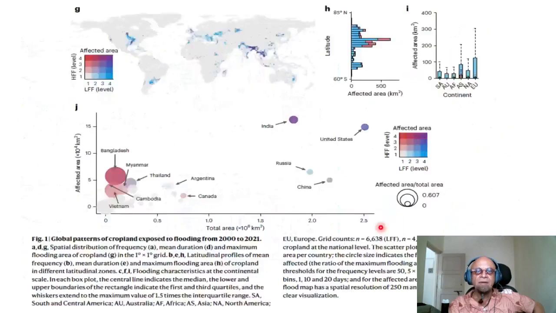Okay. Here is a map of patterns of cropland exposed to flooding from 2000 to 2021. This is for HFF, again HFF going up this way, LFF going up this way, affected area increasing this way. So it's a kind of a difficult map to read in that sense. So you can have duration, intensity, frequency and scale all changing. So how do you want to project it? It's tricky, but they have found a way to do it. So you use it as carefully as possible.